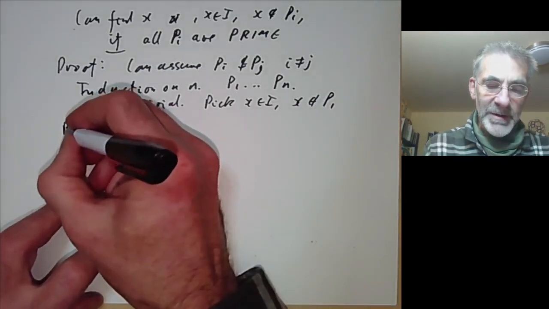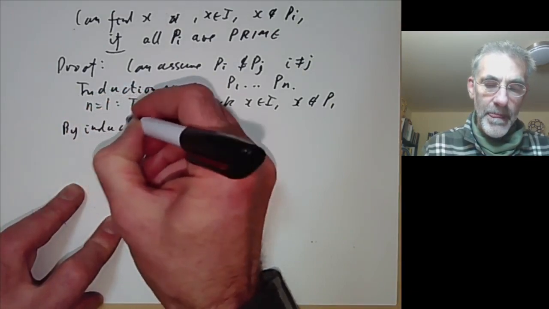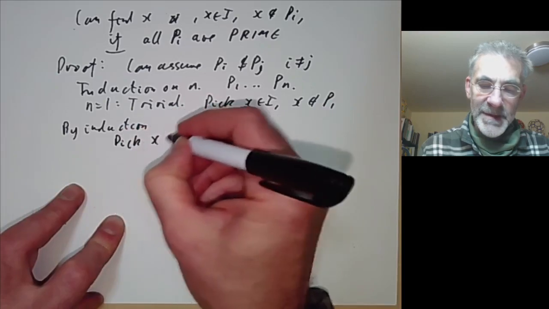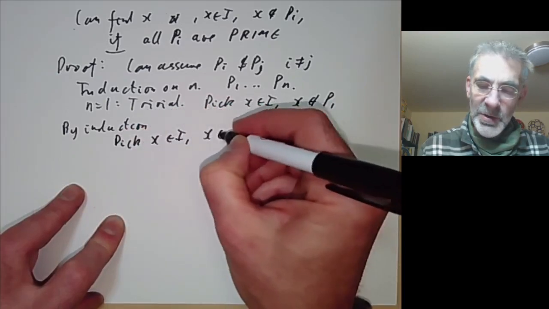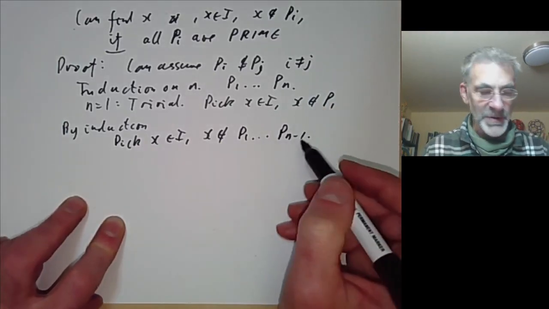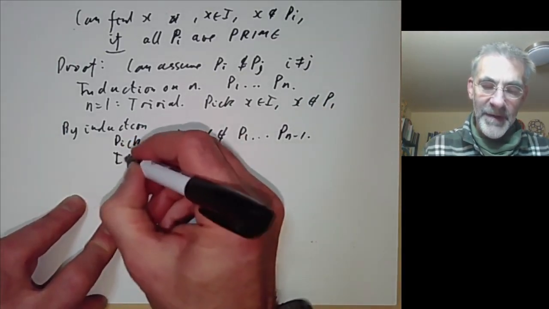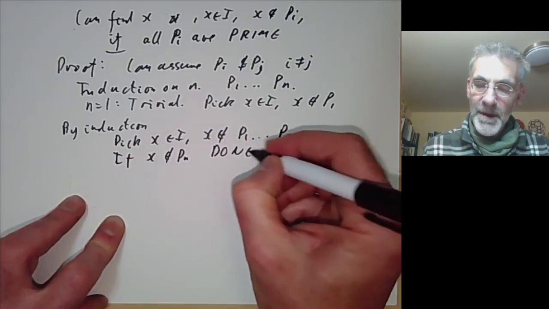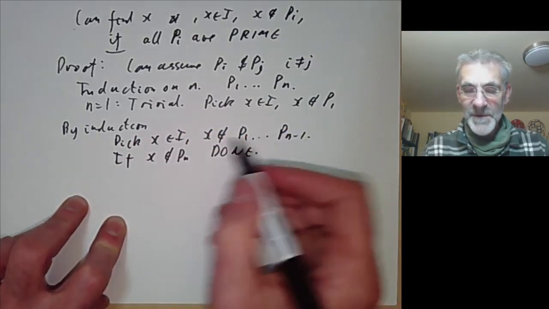And now by induction, let's pick x in I, x not in P1 up to Pn minus 1, which we can do by induction. Now, if x is not in Pn, we're done. We found an x that's not in any of these Pi's.